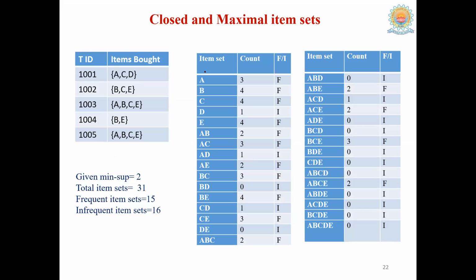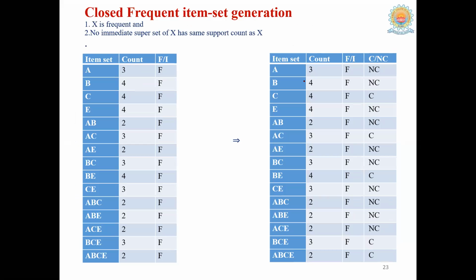So how to find the frequency based on the given minimum support? Here in this example, the given minimum support is 2. So based on the given minimum support, we need to find out the frequency of each item set. If it is frequent, then we keep it, otherwise we remove it from the list. After doing this, out of a total of 31 item sets, we have 15 frequent item sets and 16 infrequent item sets, and the corresponding label is given in the third column. F indicates the frequent item set, whereas I indicates the infrequent item set.